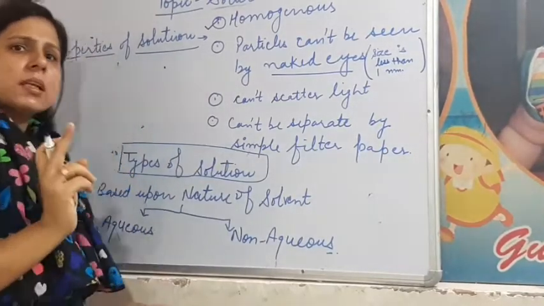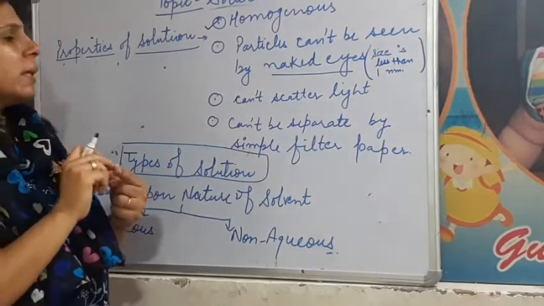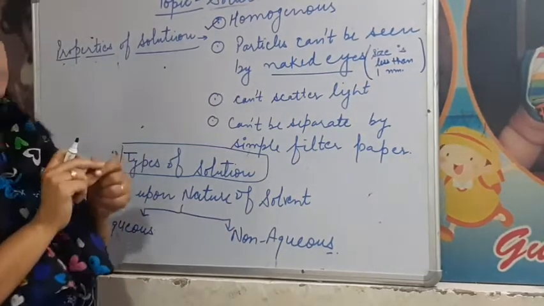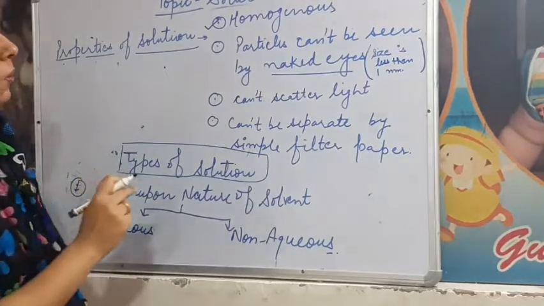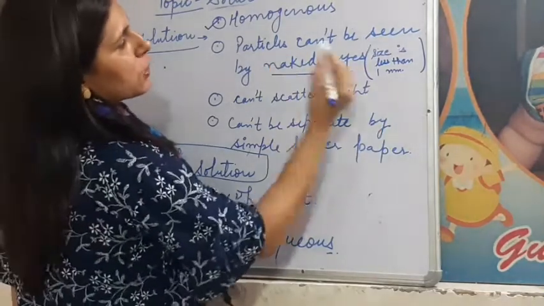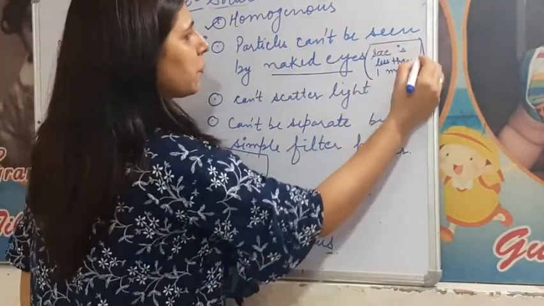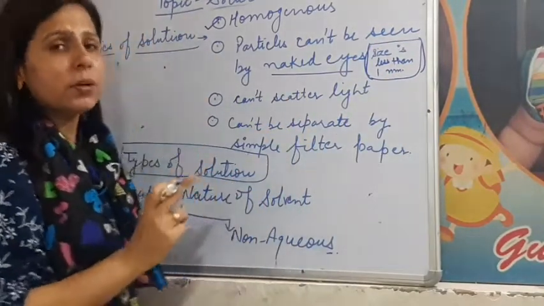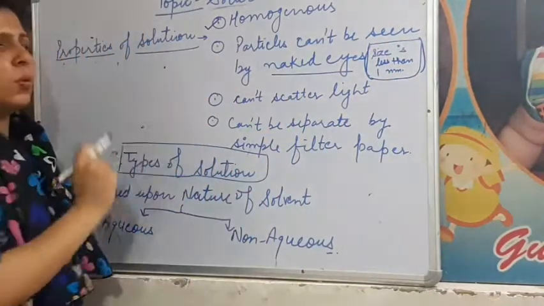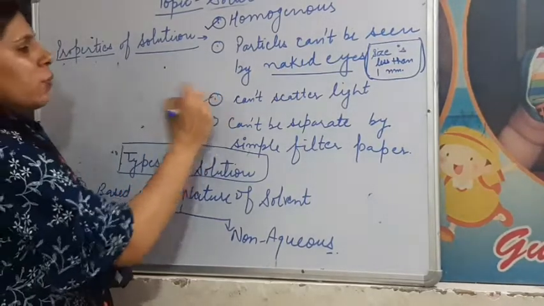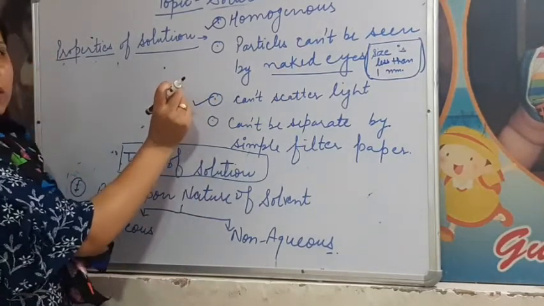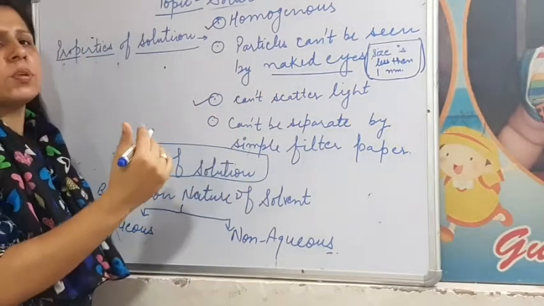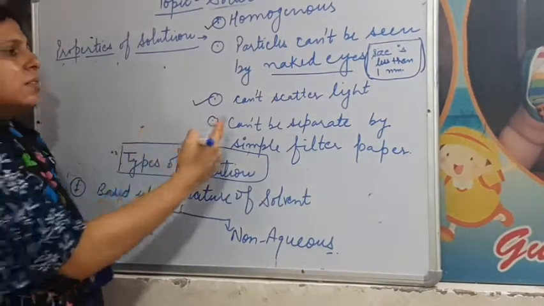Can you see the particles of lemonade by your naked eye? Can you see the particles of tincture of iodine by your naked eye? Because the size of the particles of solution is very small, less than 1 nanometer. The diameter of the particle is less than 1 nanometer. Third point, since they are very small in size, they can't scatter light. When light is passing through the solution, they can't scatter light.